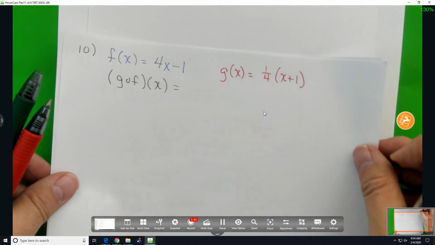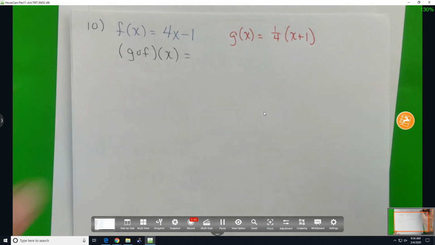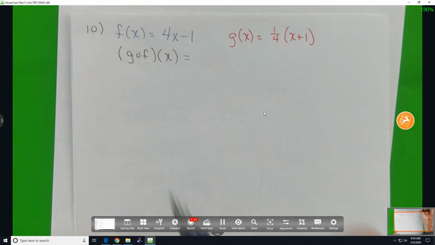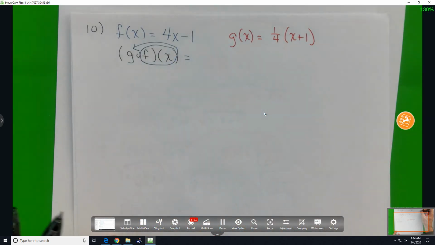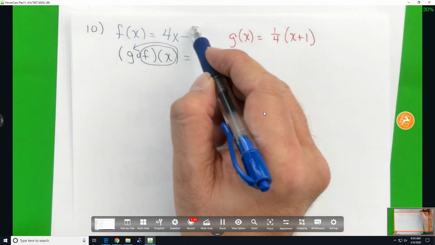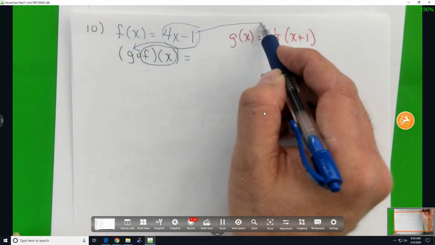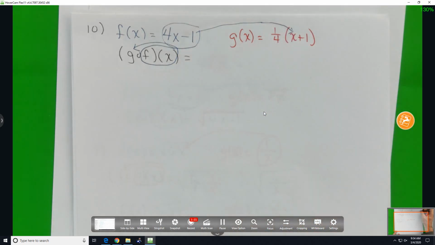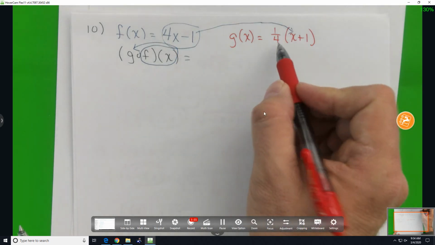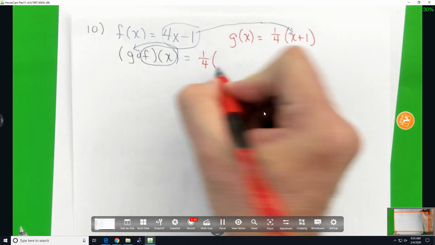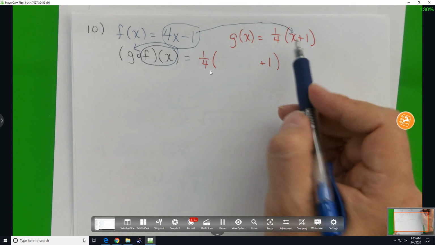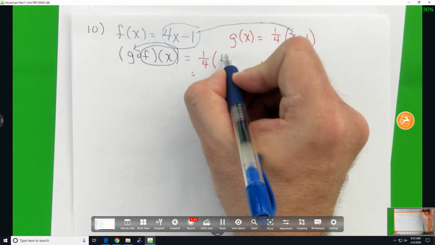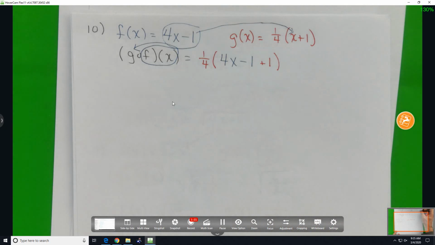Okay, we're doing this one. That means what? It means plug f of x into g. So could y'all draw the arrows? That would be putting this in right there. In place of that red x, I'm going to put a blue 4x minus 1. I still have the red 1/4. I still have that red plus 1 at the end. In place of the red x, I'm putting the blue 4x minus 1.